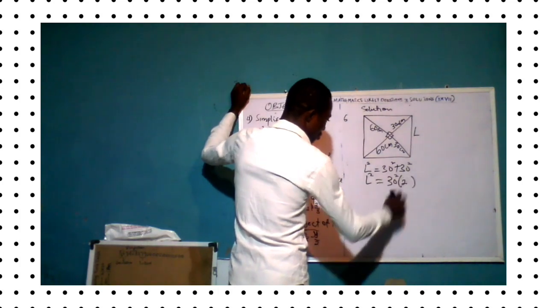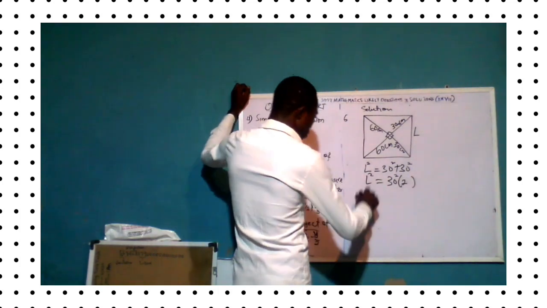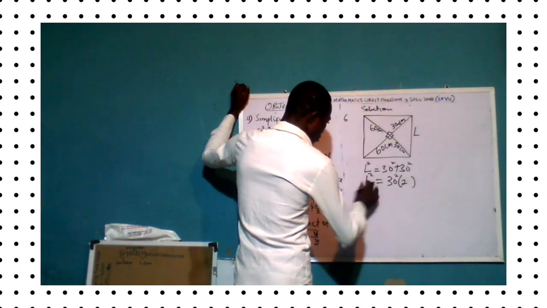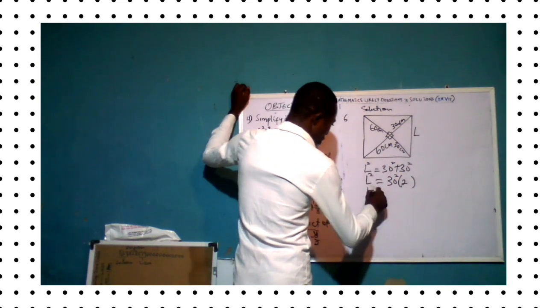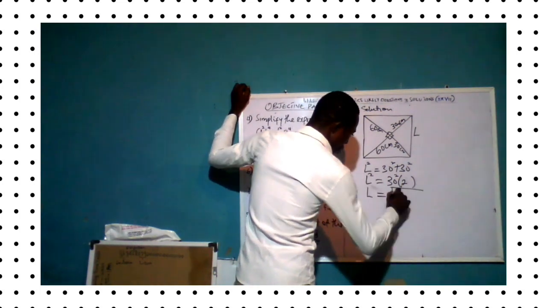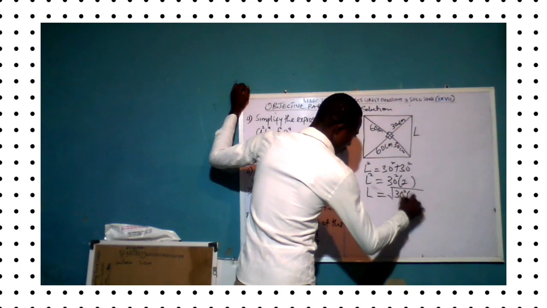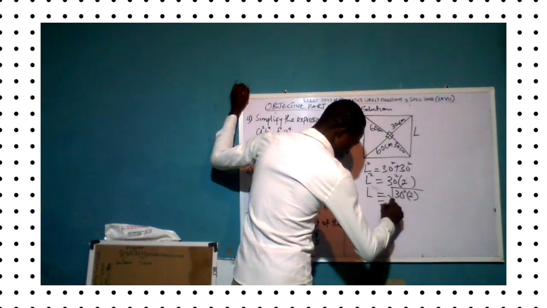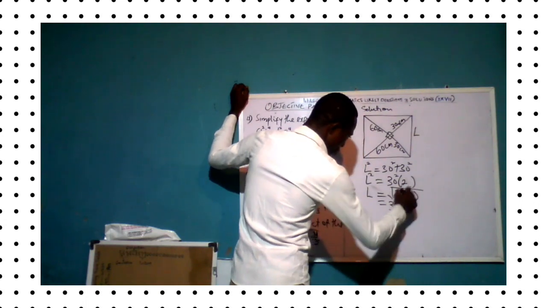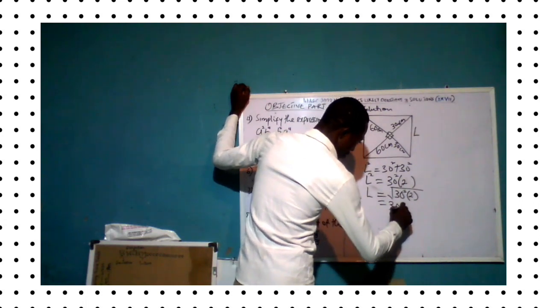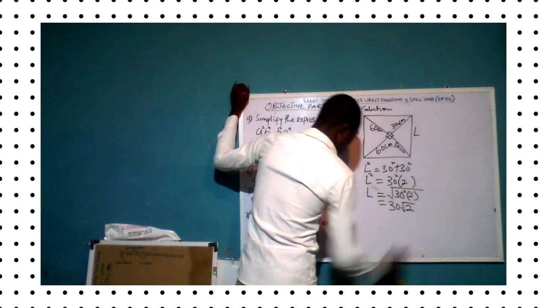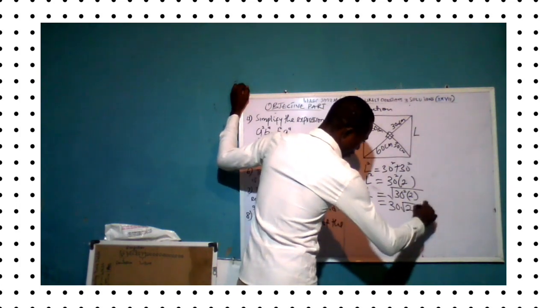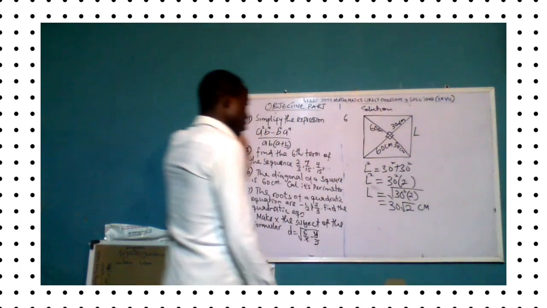Sorry, that gives you 2. Okay, so therefore, you have L. If you take the square root of both sides, you have L to be equal to 30 square root of 2, so that you have L to be equal to 30 root 2, because square root cancels square root here, okay? 30 root 2 centimeter, right?